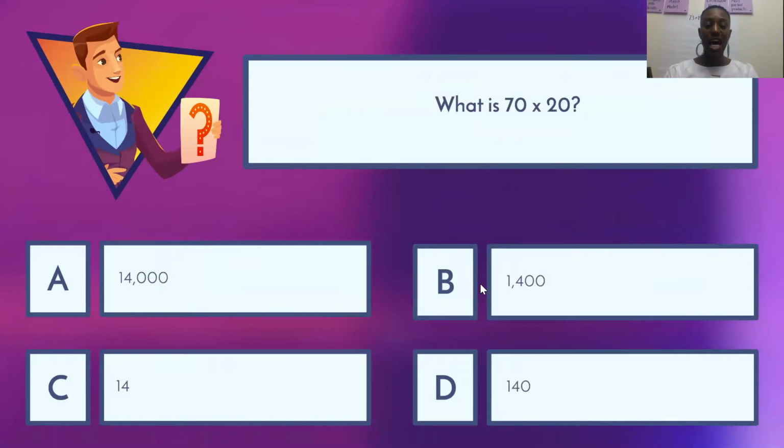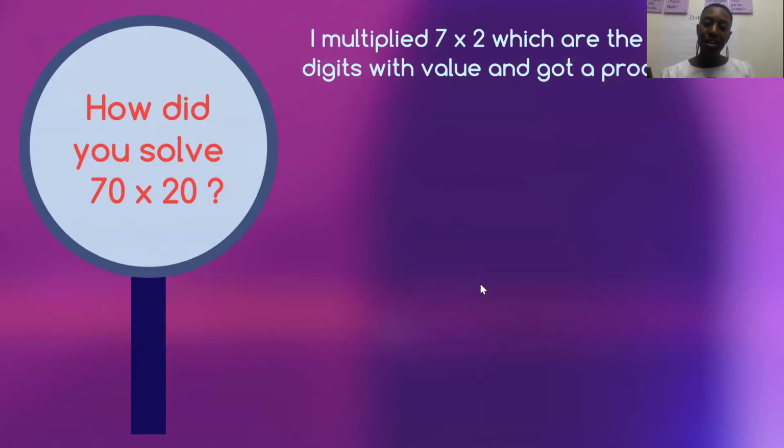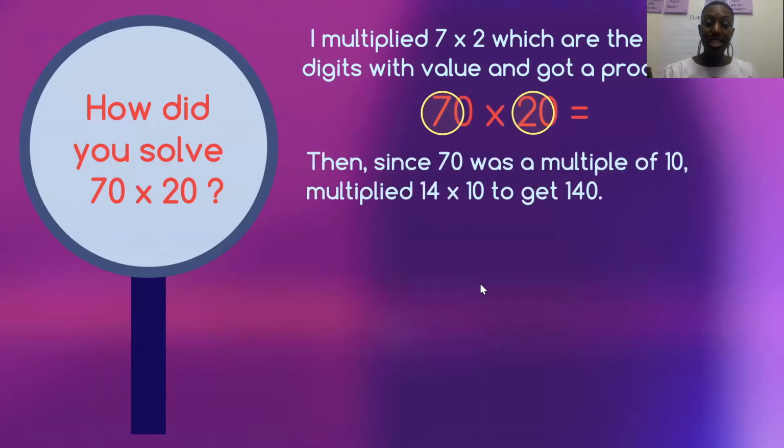What is 70 times 20? Ding, ding, ding. Good job. 1,400. So let's unpack that one just so that you can get a refresher before we go for the big money. The way that I solved 70 times 20 is that, of course, I started with the non-zero digits, and those were 7 and 2. I know that 7 times 2 is equal to 14.